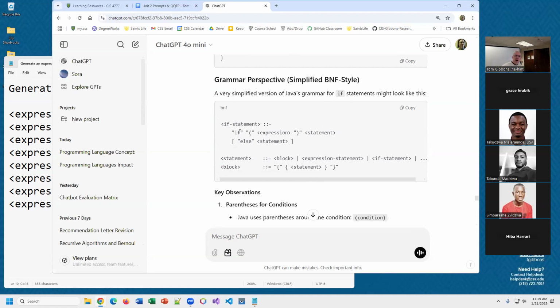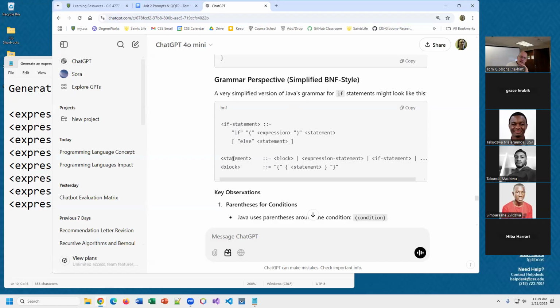So how does it define the if statement here? And did yours give the same definition? An if statement is the word if, a parenthesis, an expression, another parenthesis, and then a statement. And again, this is using EBNF. It says BNF, but this is really EBNF because the brace means this is optional: optional else and another statement. So this looks pretty good here.